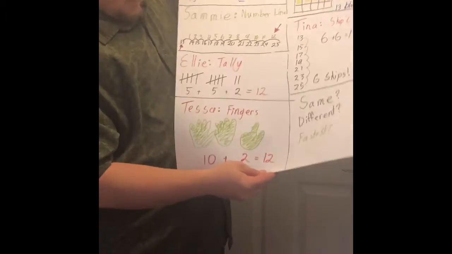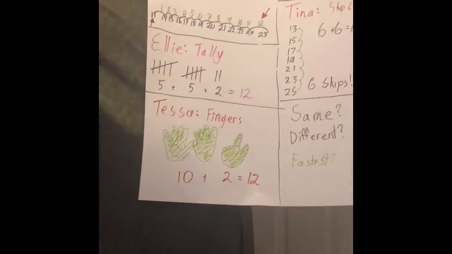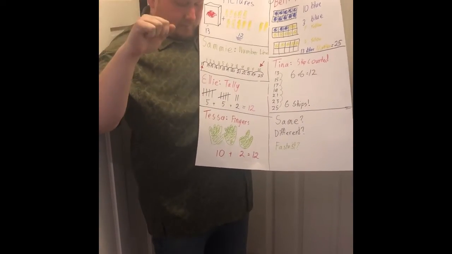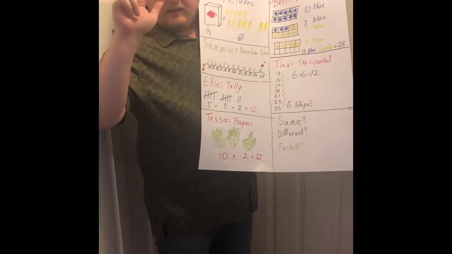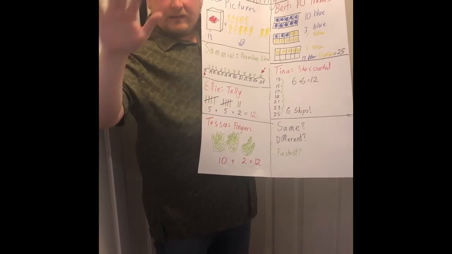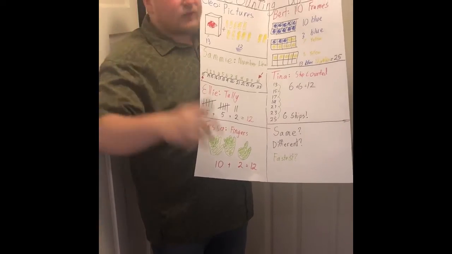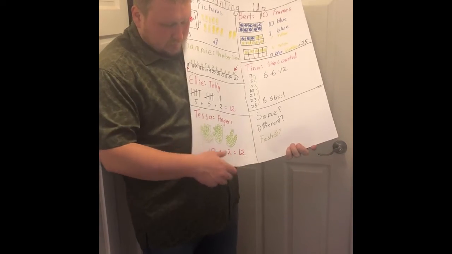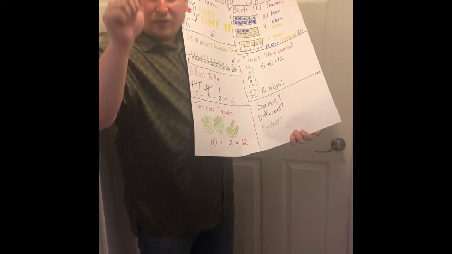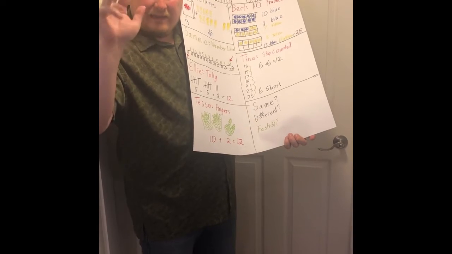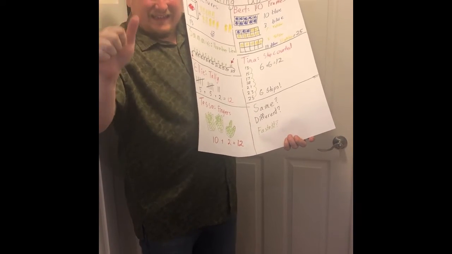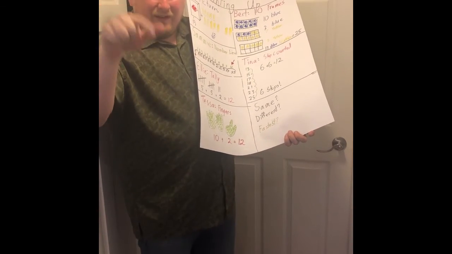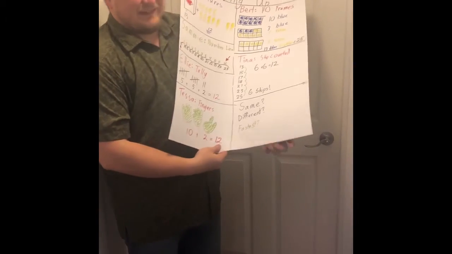Tessa used her fingers. 1, 2, 3, 4, 5, 6, 7, 8, 9, 10, 11, 12. Tessa used her fingers. She had to keep track of where she started. So she probably actually started at 12. They went 13, 14, 15, 16, 17, 18, 19, 20, 21, 22, 23, 24, 25. We're going to keep on going.